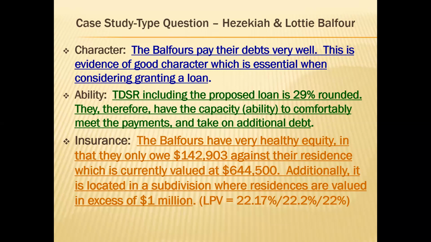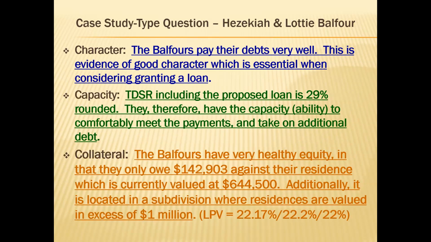Unless the Balfours run into hard times, one of them loses a job or gets sick and can't work, or something else goes wrong, you shouldn't have a difficulty with them. Their loan should expire as normal without any incident, as scheduled. So character, ability, insurance or character, capacity, collateral is just which method you choose to use. You'll come up with the same results. Okay.